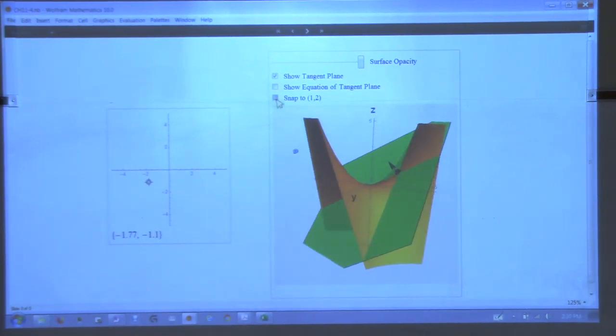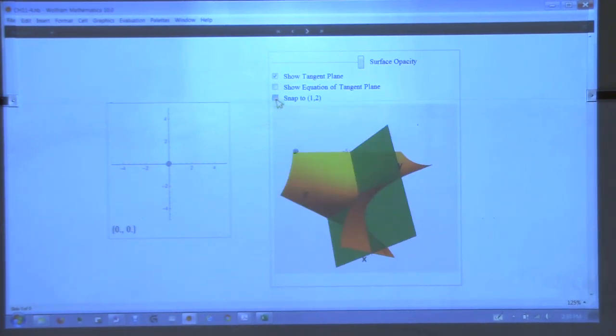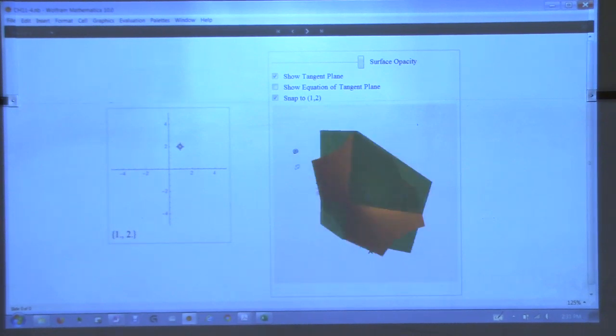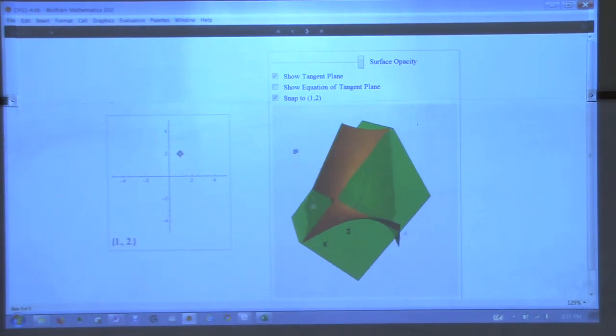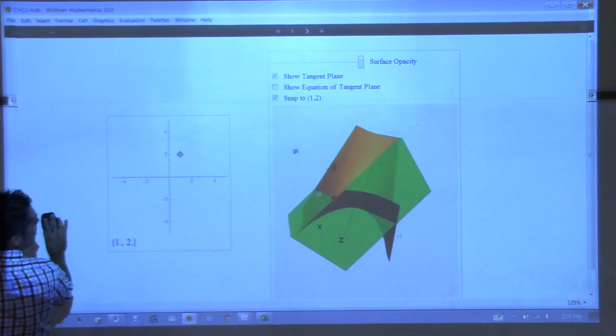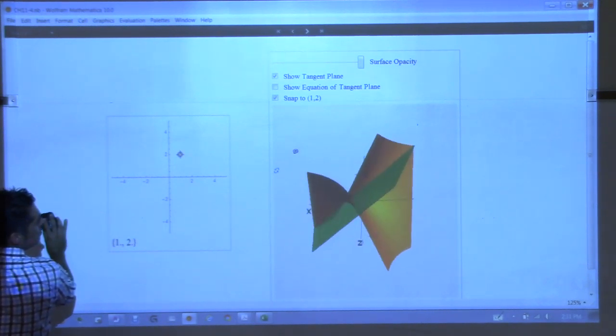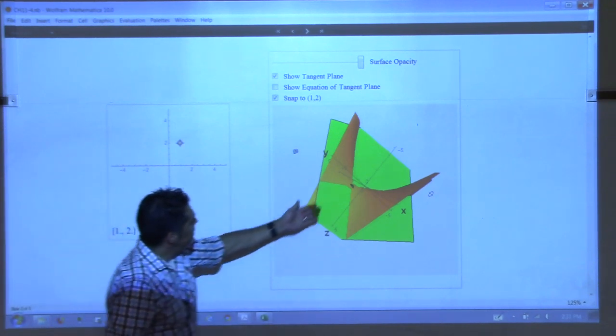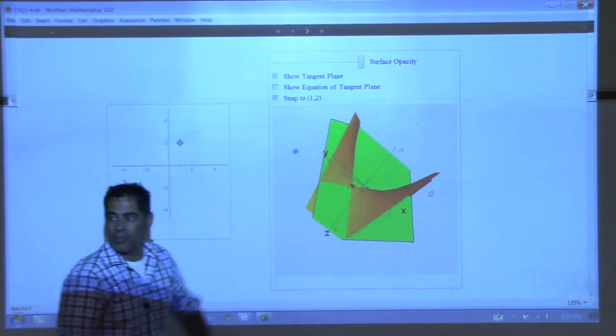And we wanted to go to x is 1 and y is 2. And that's it right there. Wow, that's all messed up now, but I can't even tell where x and y are. You get the idea, yes? Yes. Okay, so that plane crosses through that point, is tangent to the surface.